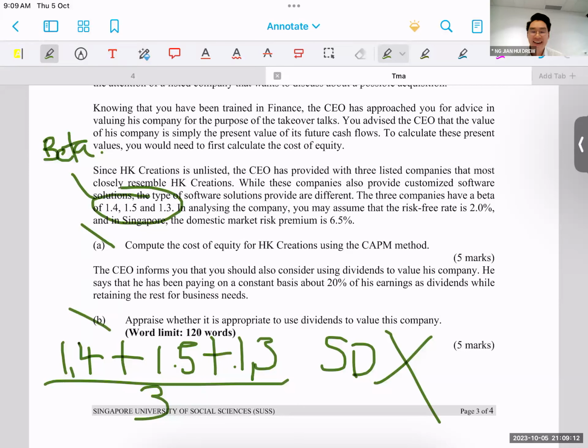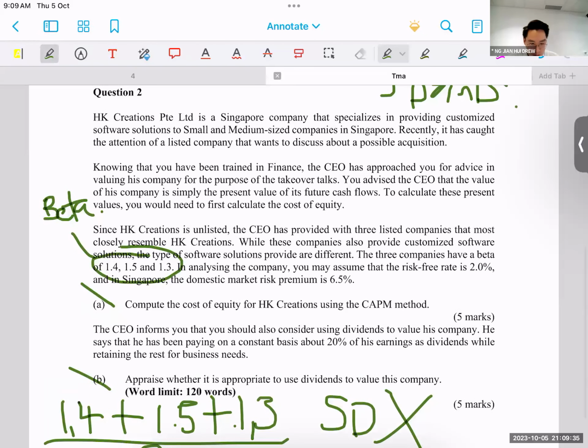Now, part B, I think only one student got full marks. Why? Okay, let's read the question. The CEO informed you that you should consider using dividend to value a company. He said that he's paying a constant dividend of 20%, while retaining the need for the business. Okay, fine. But what is this question about? You have this company HK Creation, specialized in providing customized software solutions. Recently it has caught the attention of a listed company that wants to discuss a possible acquisition.